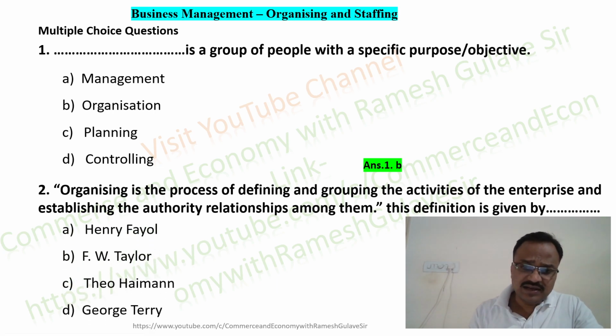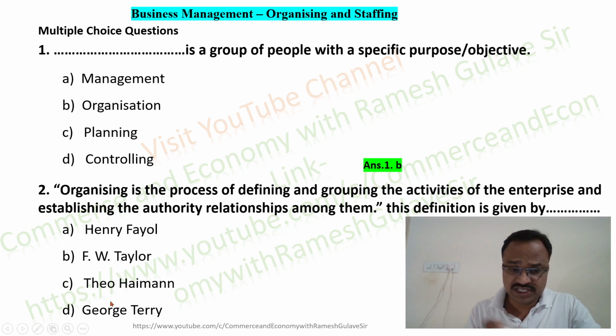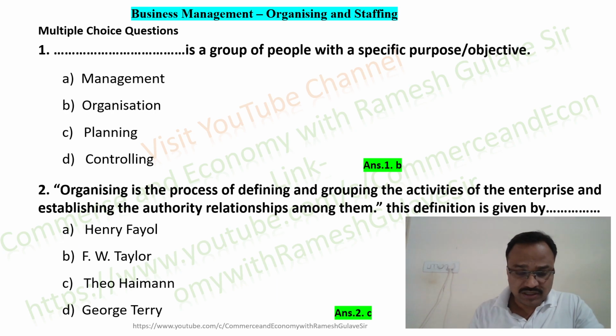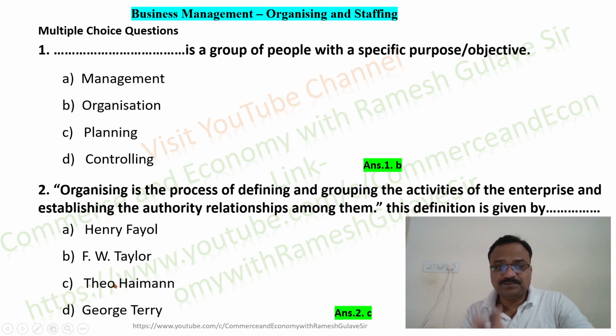Now let us come to the options. So options are Henry Fayol, F.W. Taylor, Theo Heyman, and George Terry. See friends, as this definition is given by Theo Heyman, here option C is the right answer. So as I have told you how to memorize the definition and keywords and how to associate it with the author. So Theo Heyman has defined organizing as the process of defining and grouping the activities, and establishing the authority relationship, right? So here option C is the right option.